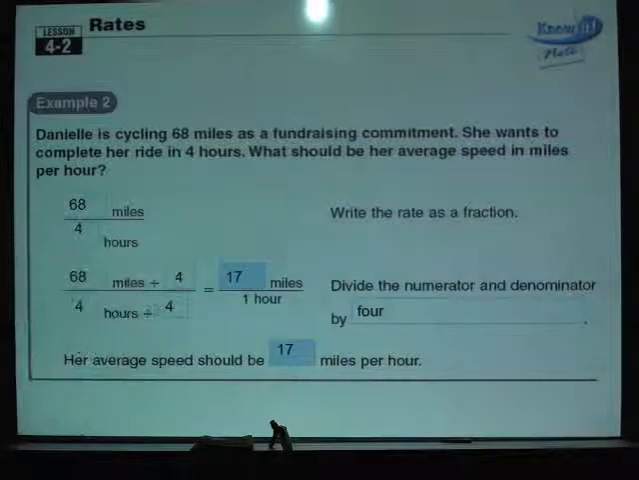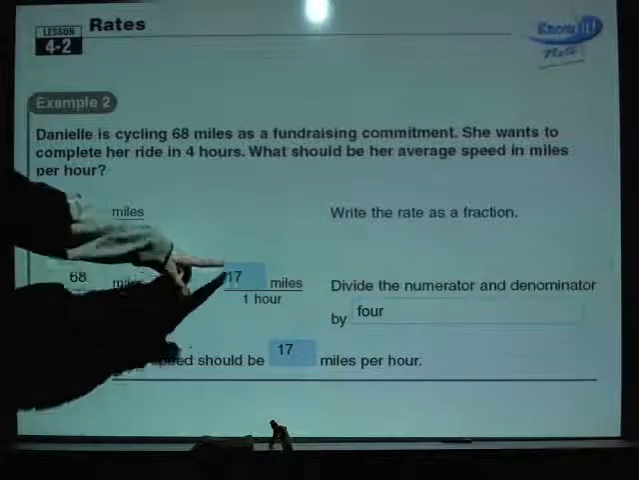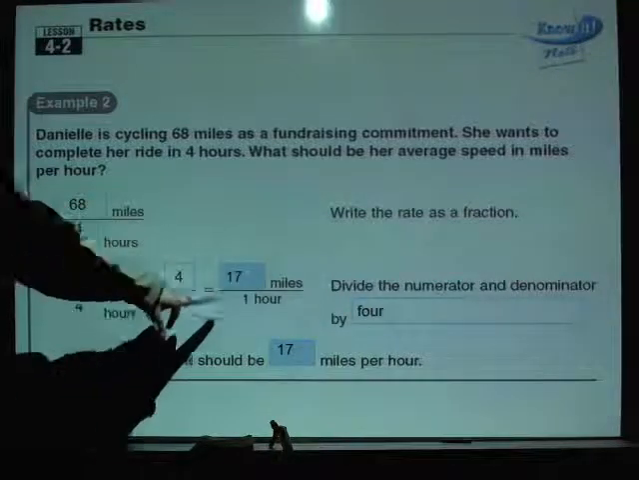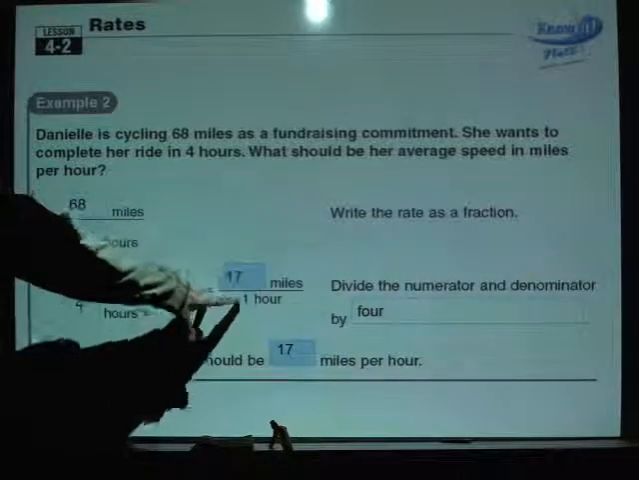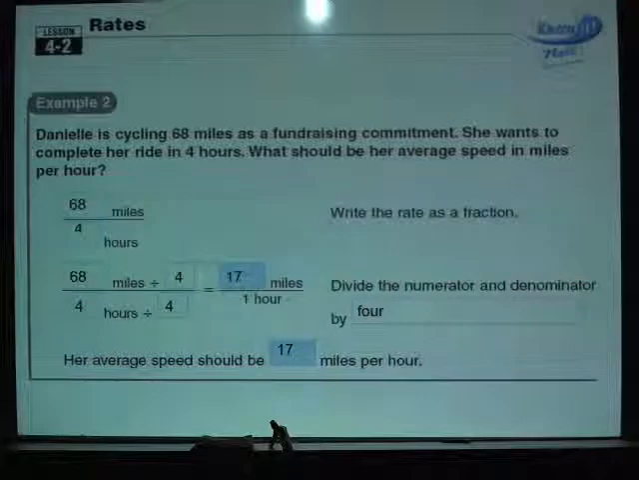And of course, when we're reducing a fraction, we do the same thing to both the numerator and the denominator. 68 divided by 4 is 17. 4 divided by 4 is 1. And we find out that her average speed is 17 miles an hour when she's cycling.